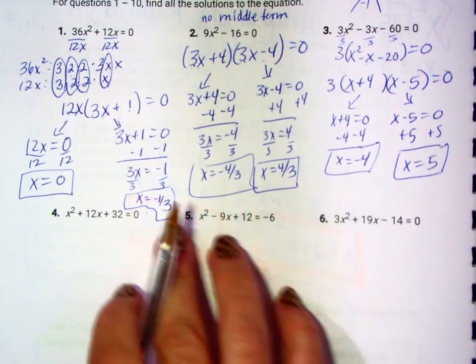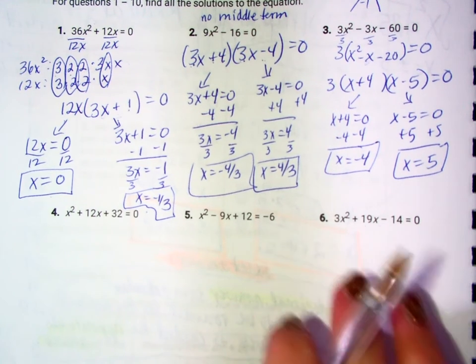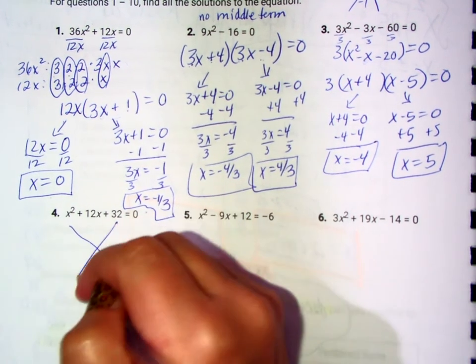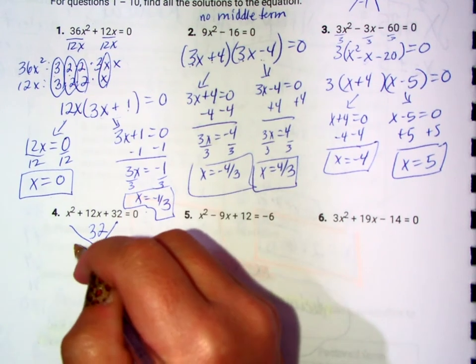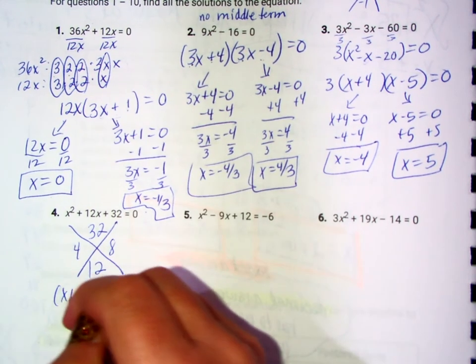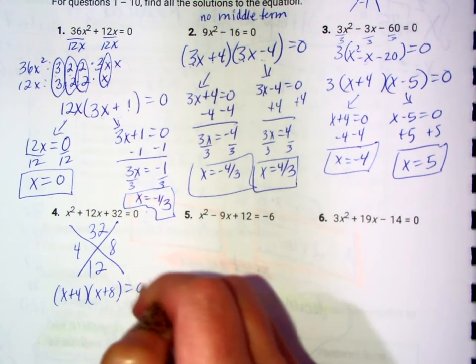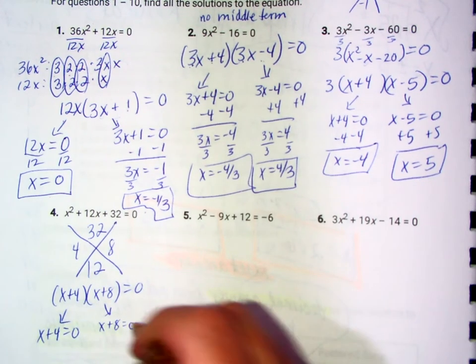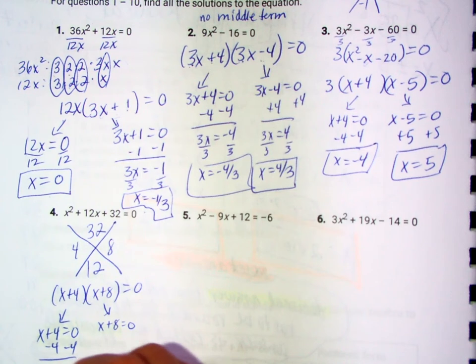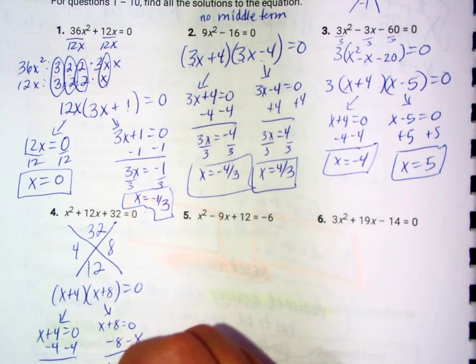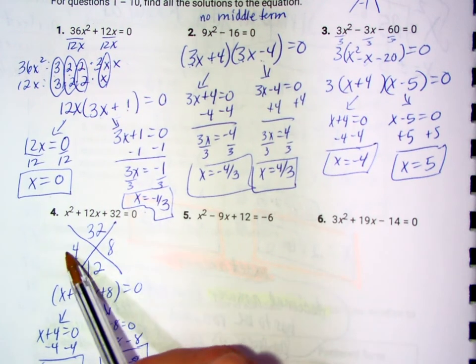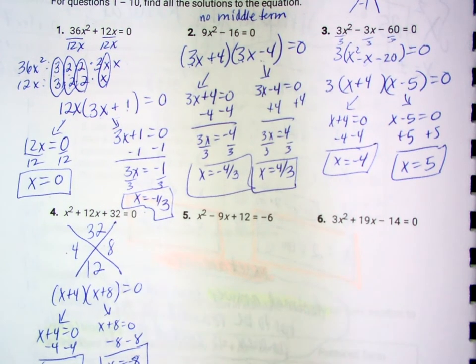For these next three, I'd like you to pause the video and try them on your own and then check it out. Okay, how'd you do? What times what makes 32 and adds up to 12? Hopefully you thought of 4 and 8. x plus 4, x plus 8, set each piece equal to 0. I got -4 and -8 as my two solutions. Remember, if the factors are positive, positive, my solutions are negative, negative.